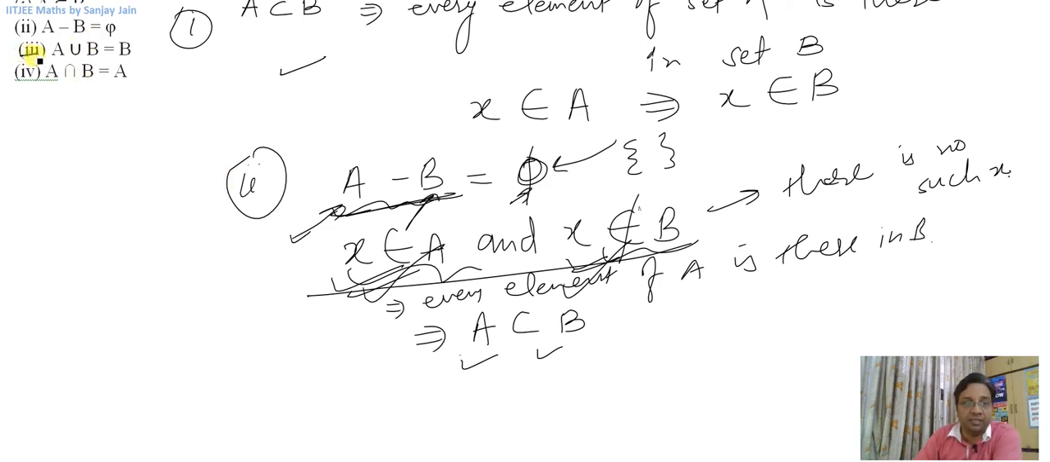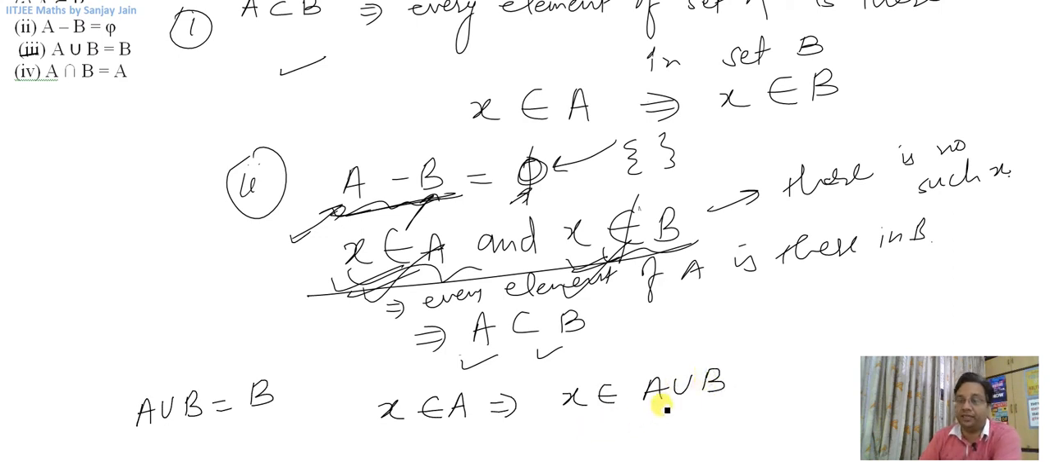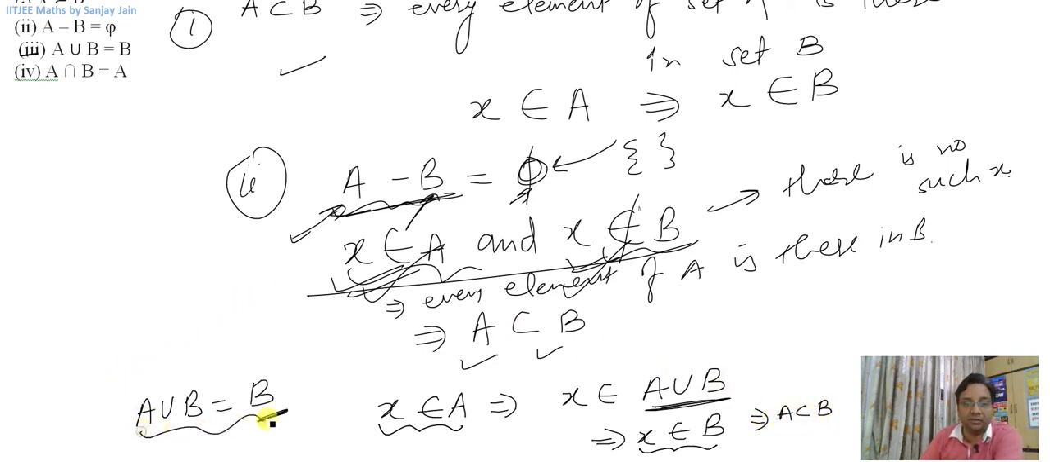Now the third statement says A union B is equal to B, right? So let us see, let us say X belongs to A, that will mean that X will belong to the union of A and B, right? And the union of A and B is given equal to B, so that means X will belong to B. Now we said that X belongs to A, and as per the given statement X also belongs to B. What does that mean? That means A is a subset of B. So this statement is also equivalent to the first statement.